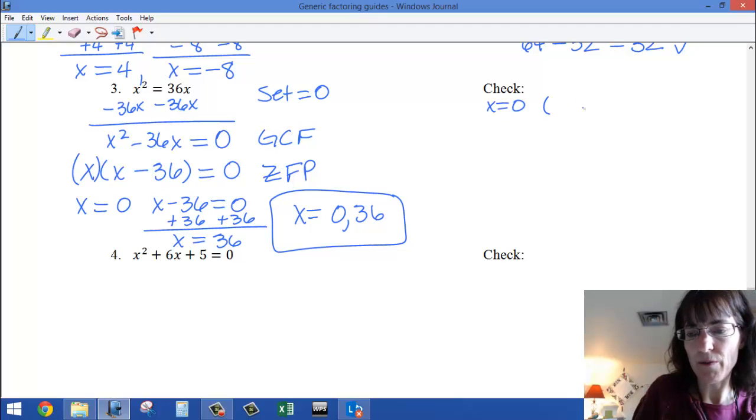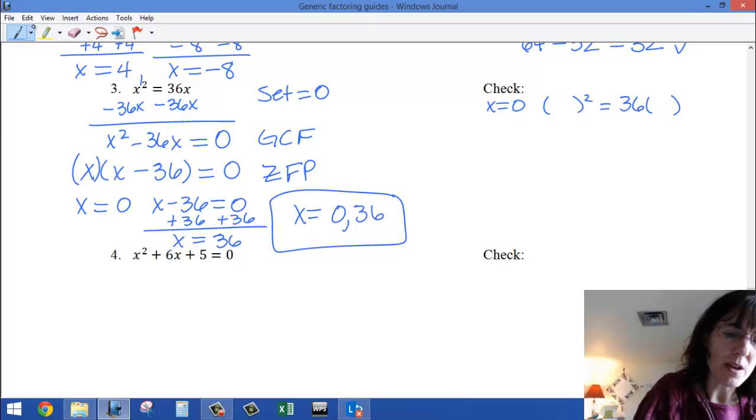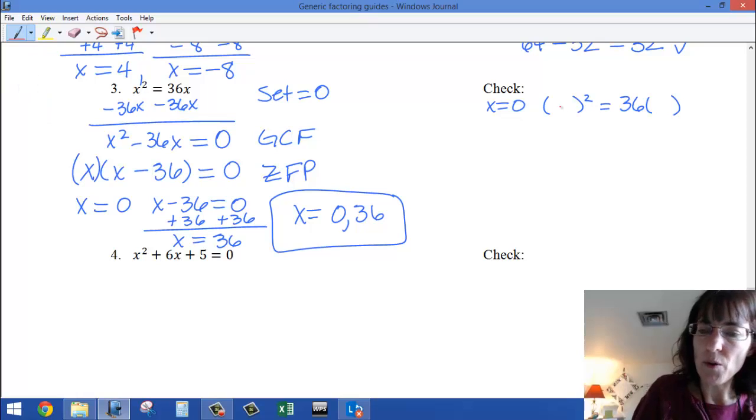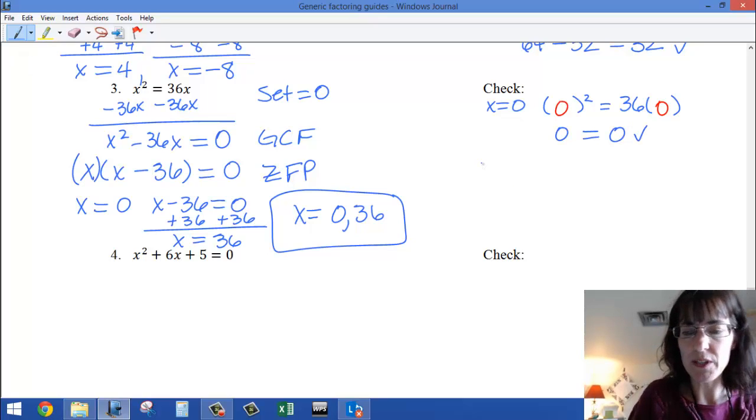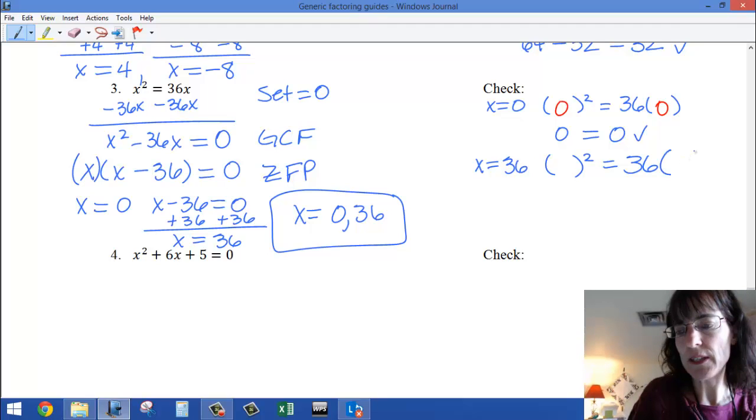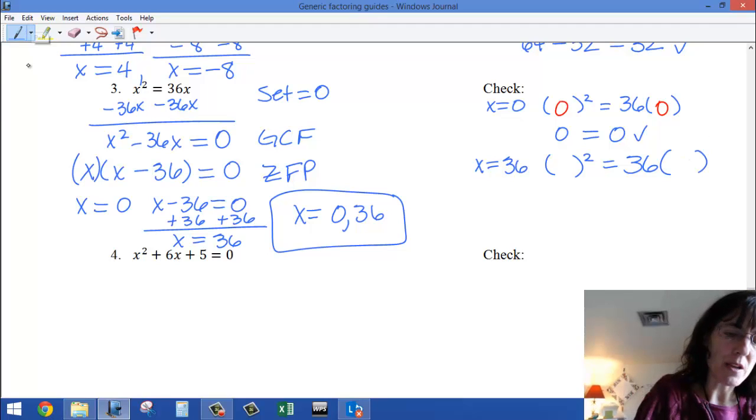Then I have something squared equals 36 times that something. And put in 0. And that gives me 0 equals 0. Well, that works. And then x equals 36. That was my other possibility. Again, something squared equals 36 times that something.